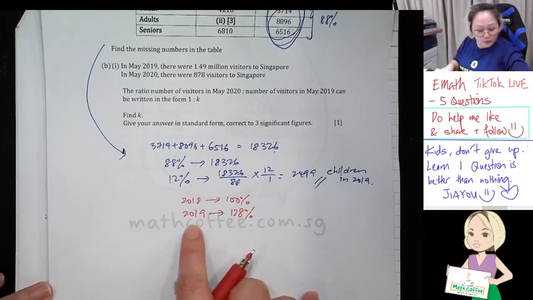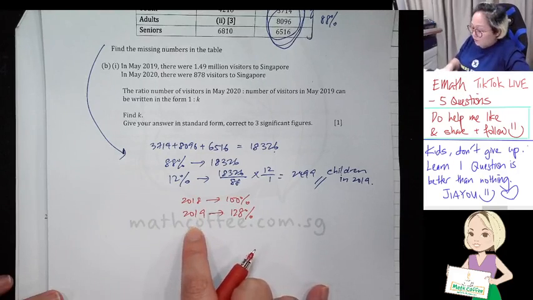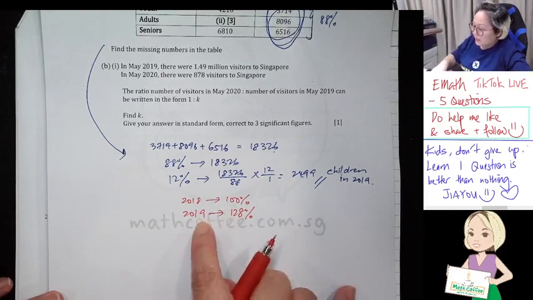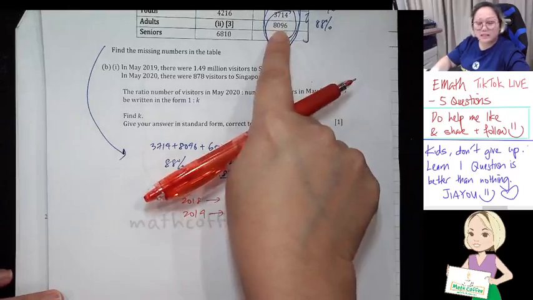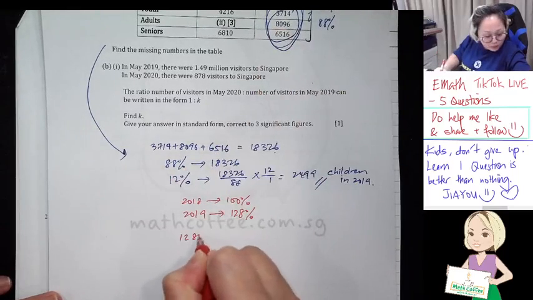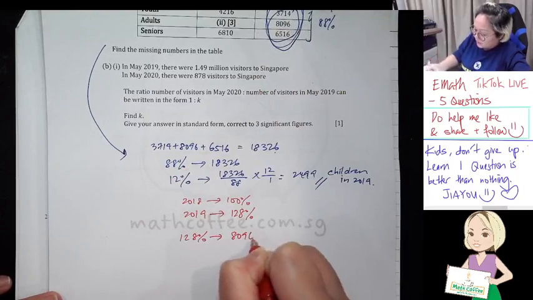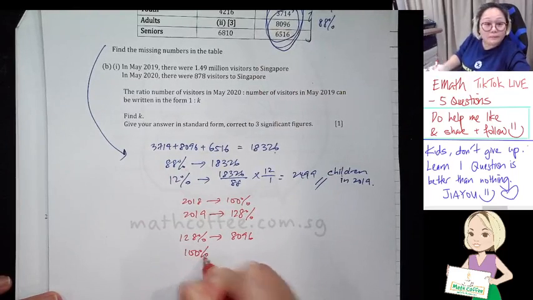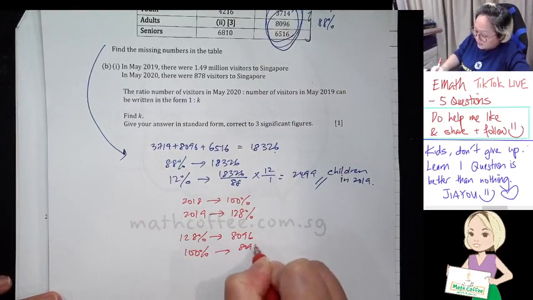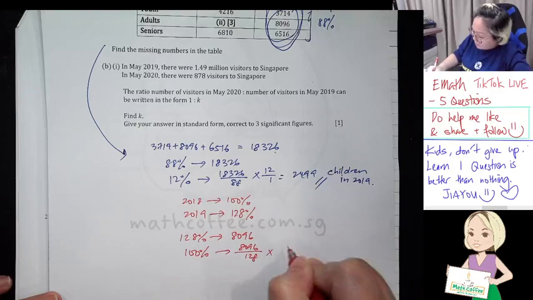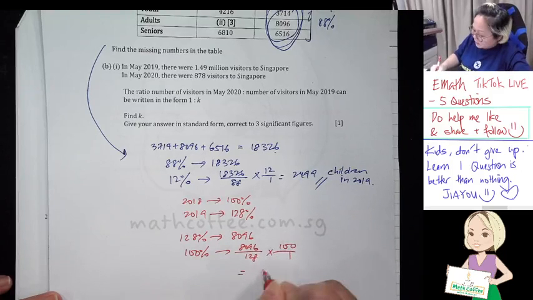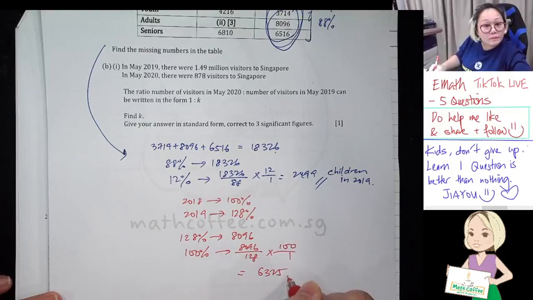Okay, so anyway, next you want to find 100%, because in 2019 I have the adults, which is 8096. So you will say 128% is 8096. So I want to find 100%. So just take 8096 over 128 multiplied by 100 and you get 6325. Done.